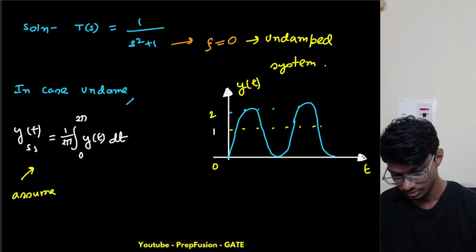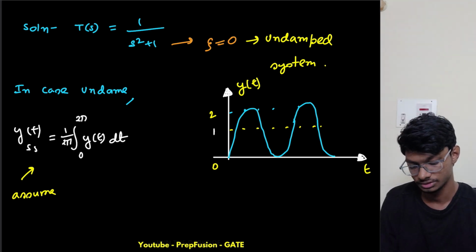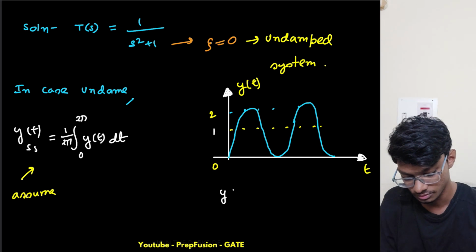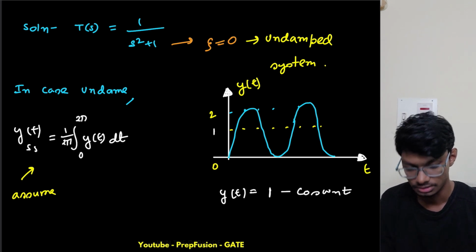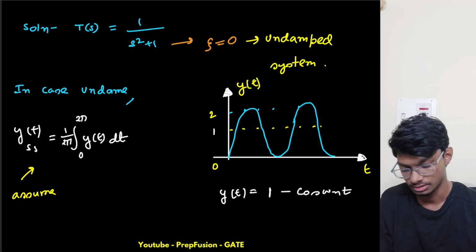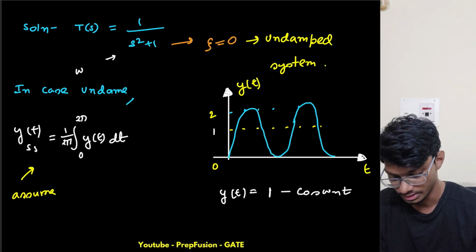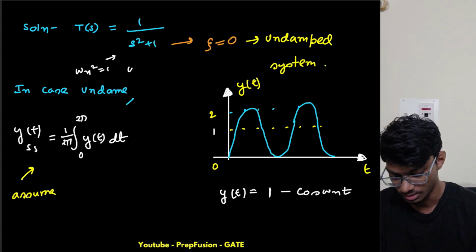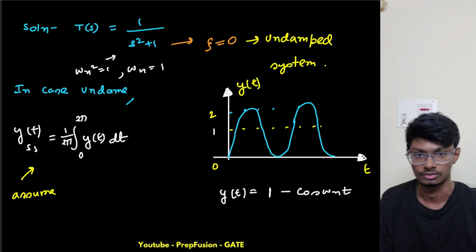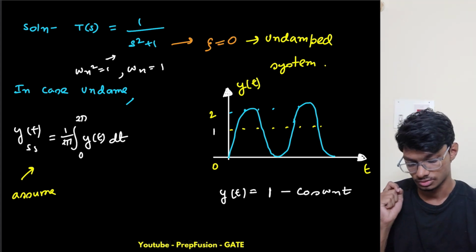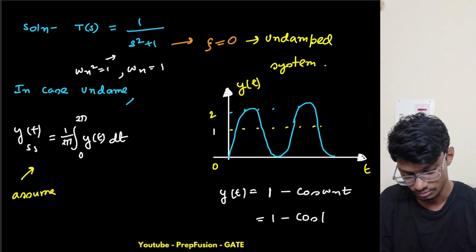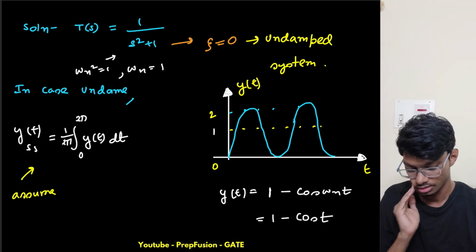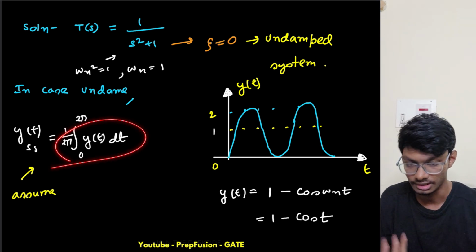If we assume this, what does it mean? What is y of t equal to? y of t equals 1 minus cos omega n t. Now what is omega n? From here I can notice that omega n square equals 1, so omega n equals 1. So y of t is basically equal to 1 minus cos t. Now I will simply integrate this over a cycle and see what my value is.